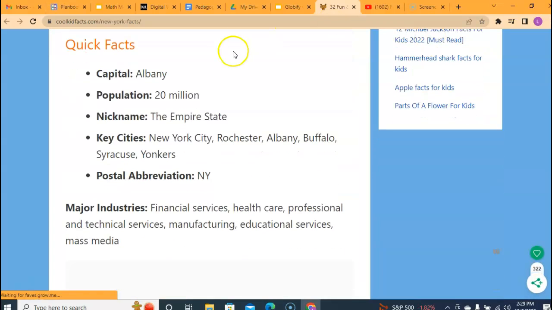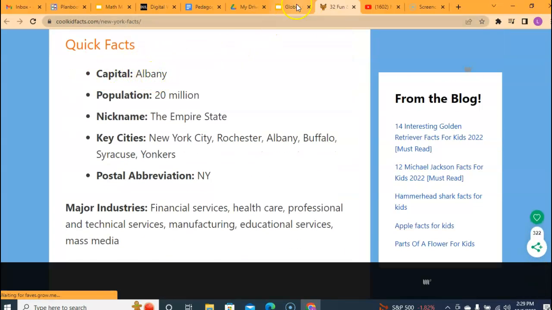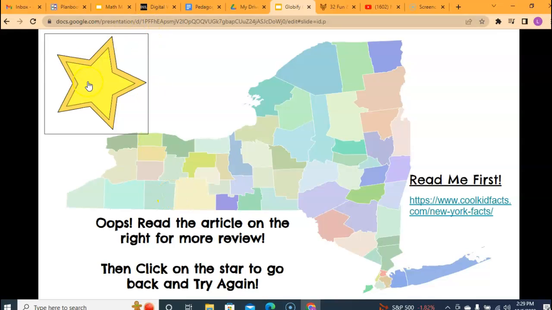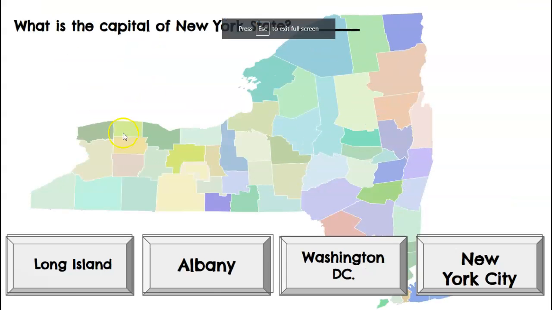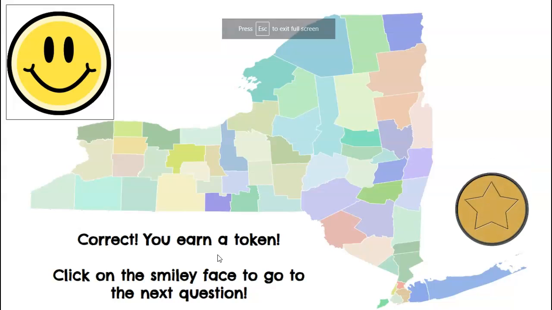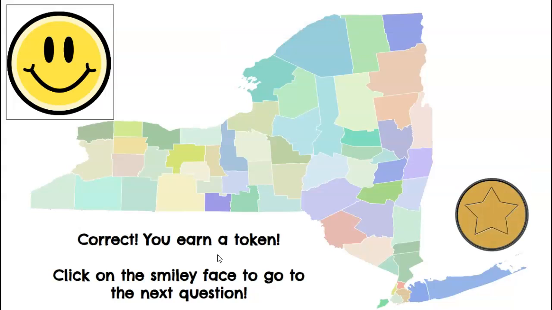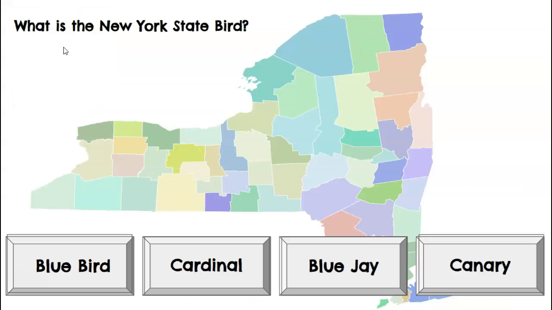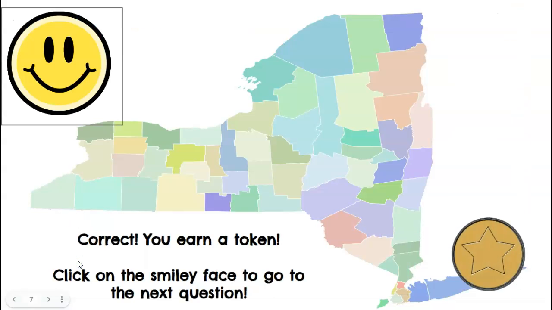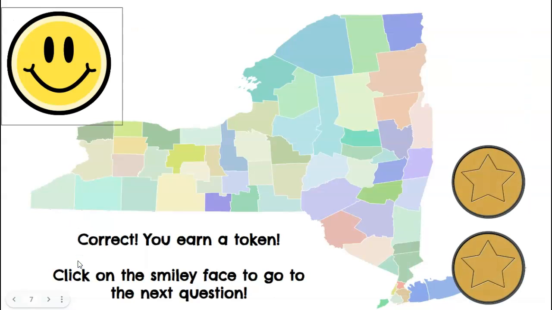So if you come down, oh, right, the capital is Albany, my bad. So I can go back, click on the star, it'll redirect me back to that slide. I can click on Albany, and then I earn a token. The token drops down from the sky. And then I click on the smiley face and it takes me right back to the next question. So I know it's the bluebird, and I earn 2 tokens this time.